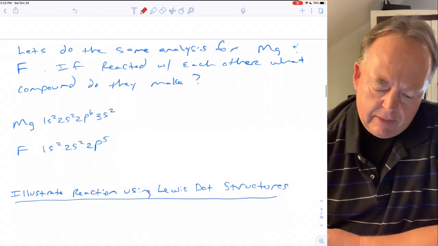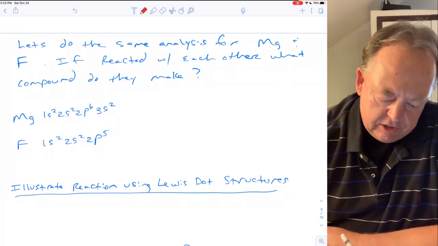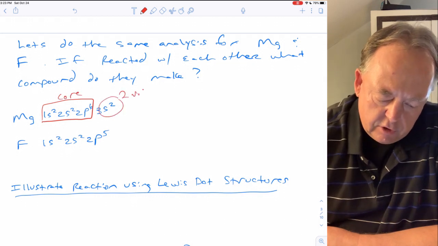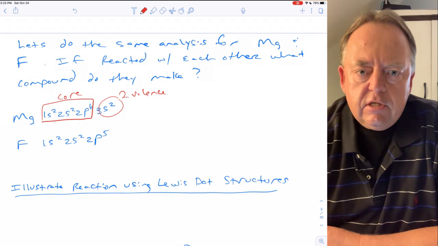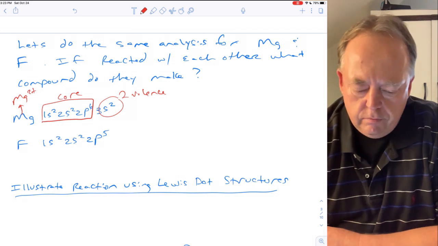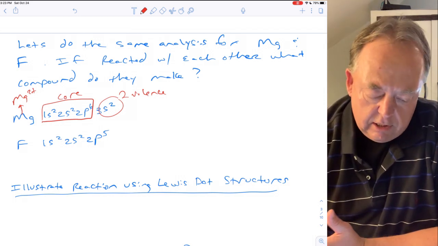Okay, so let's do the same analysis. So what if we had magnesium and fluorine? So this is magnesium's electron configuration, right? Those are the core electrons. And so this would be 2 valence electrons, right? So what charge does magnesium like to be? If you remember, magnesium likes to be +2 charged. So how does it become +2? Because it likes to get rid of those 3s electrons. So it wants to get rid of 2 electrons.